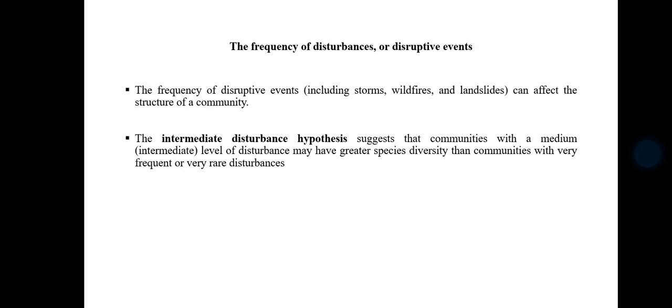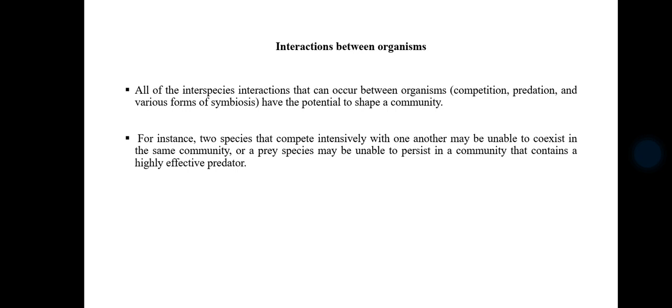The frequency of disturbances or disruptive events. The frequency of disruptive events, including storms, wildfires, and landslides, can affect the structure of a community. The intermediate disturbance hypothesis suggests that communities with a medium, intermediate level of disturbance may have greater species diversity than communities with very frequent or very rare disturbances.